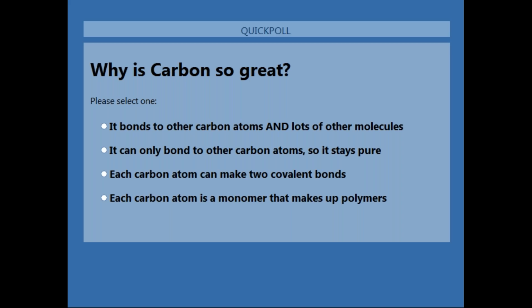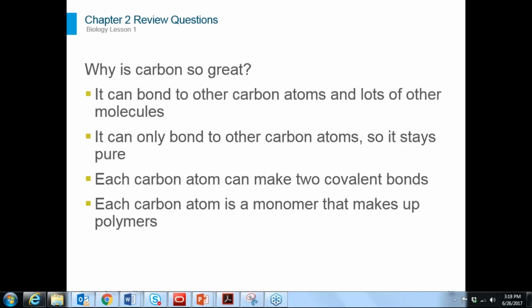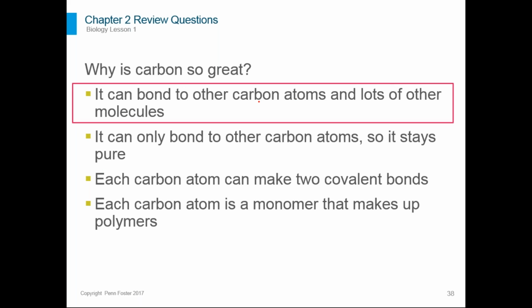All right, so it looks like out of those of you that voted, most people got the right answer. Let's go over what that is. Why is carbon so great? The right answer is this: it can bond to other carbon atoms and lots of other molecules. So remember, it can make big structures with a kind of skeleton of carbon and then have other things attached to it that help it do different functions.